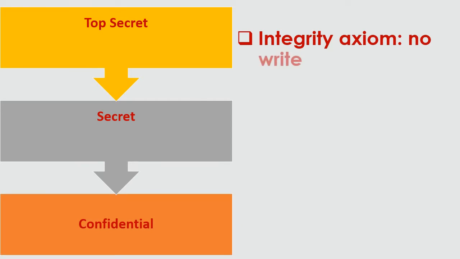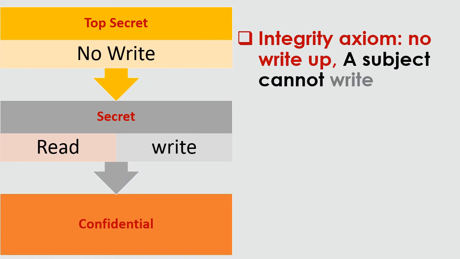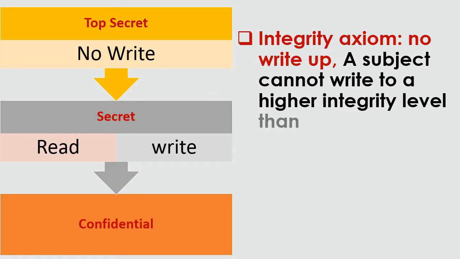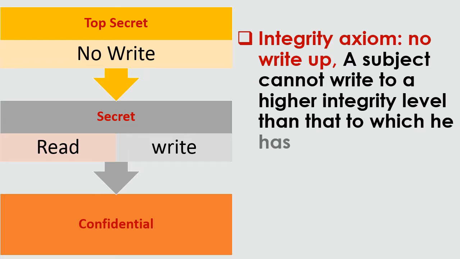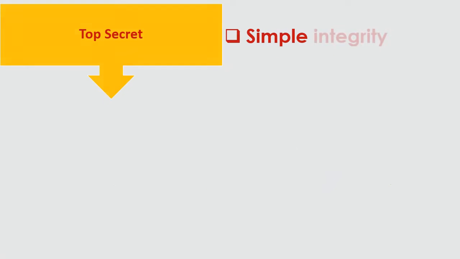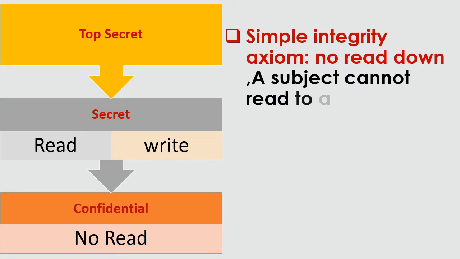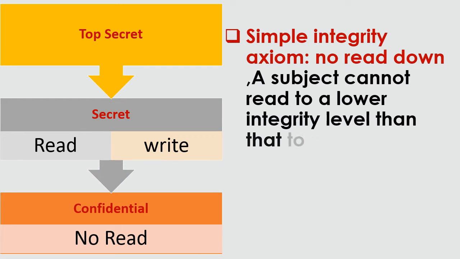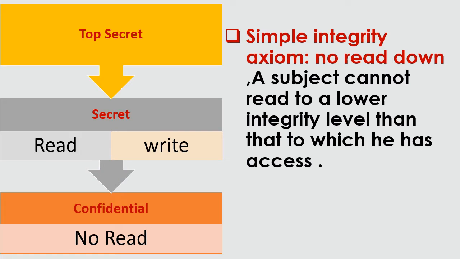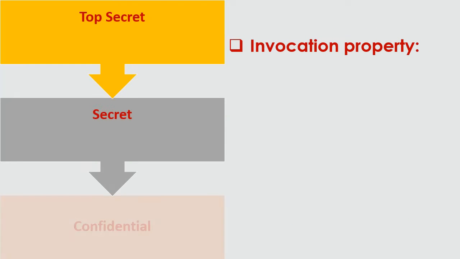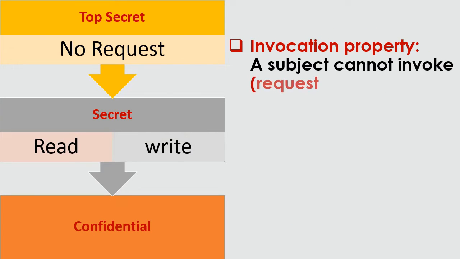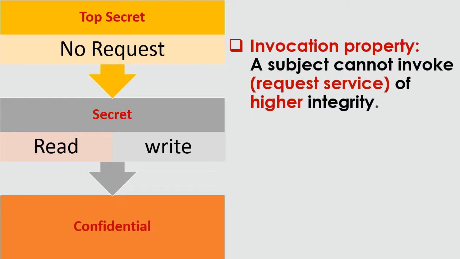Integrity Axiom: no write up. A subject cannot write to a higher integrity level than that to which he has access. Simple Integrity Axiom: no read down. A subject cannot read from a lower integrity level than that to which he has access. Invocation Property: a subject cannot invoke, request service, of higher integrity.